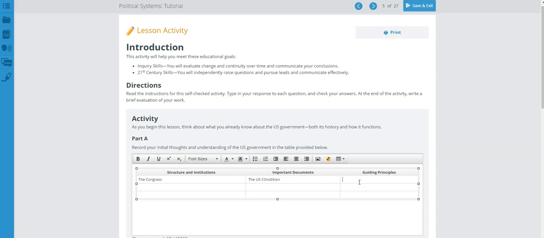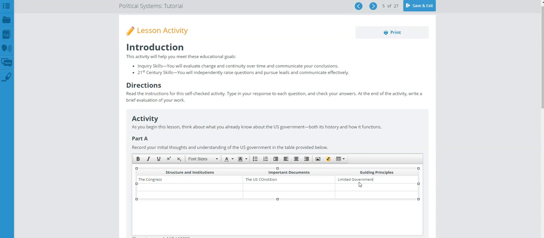Now, the guiding principle behind the Constitution is that Americans believe strongly in a limited government. So why is this a limited government? Well, remember, the U.S. government is divided into 3 different parts. The Congress, in this case, the U.S. president, and lastly, the court system. And you need to be aware that those are structures and institutions within our government, and that is what you need to be focusing on here.